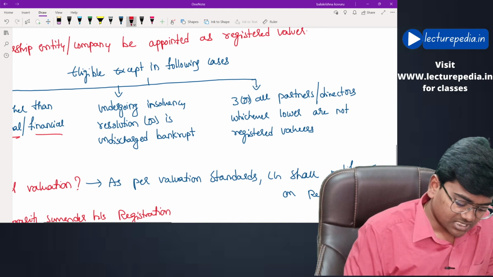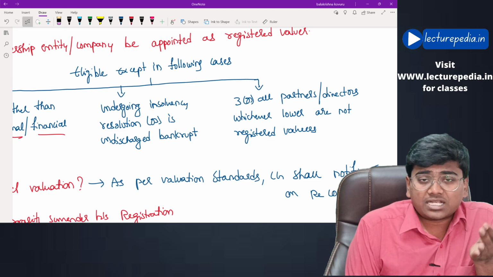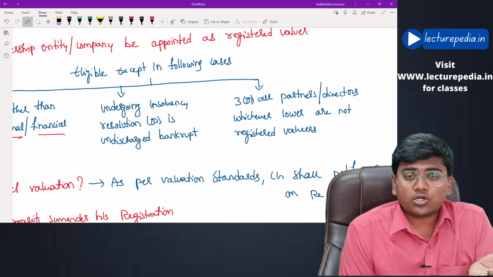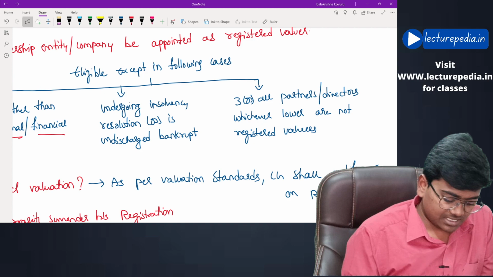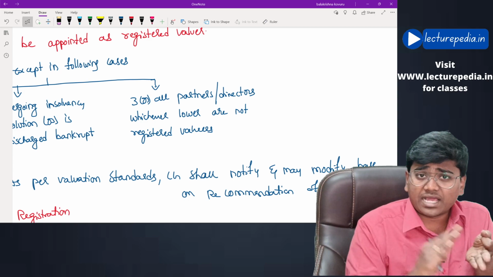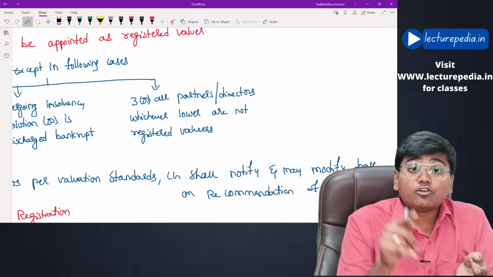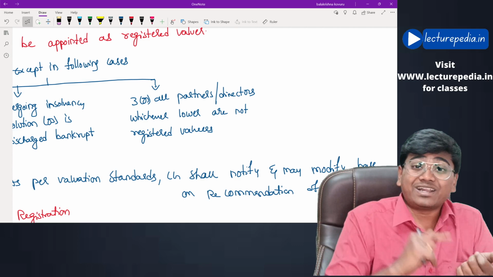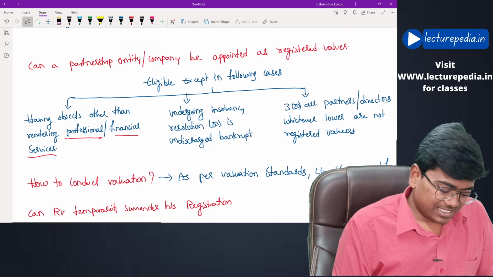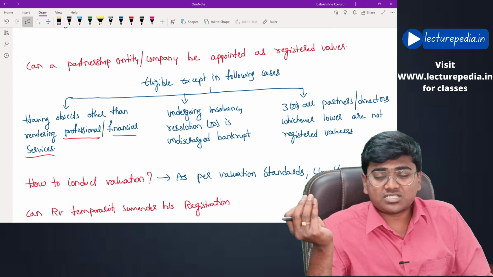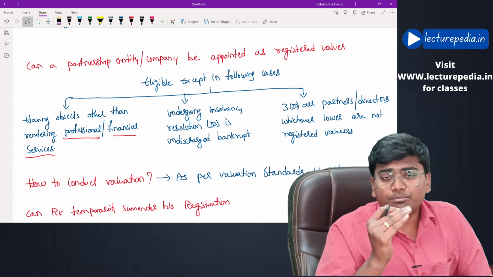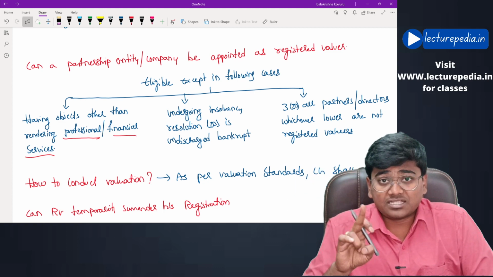And such a partnership firm or the company must not be undergoing bankruptcy. It must not be undergoing corporate insolvency resolution process. That is the second condition. And at least 3 partners or directors, or all the partners or directors, whichever is lower, must be registered valuers. Hope this is clear. If any of these 3 disqualifications are possessed by the partnership firm or the company, then it cannot be appointed as a registered valuer.